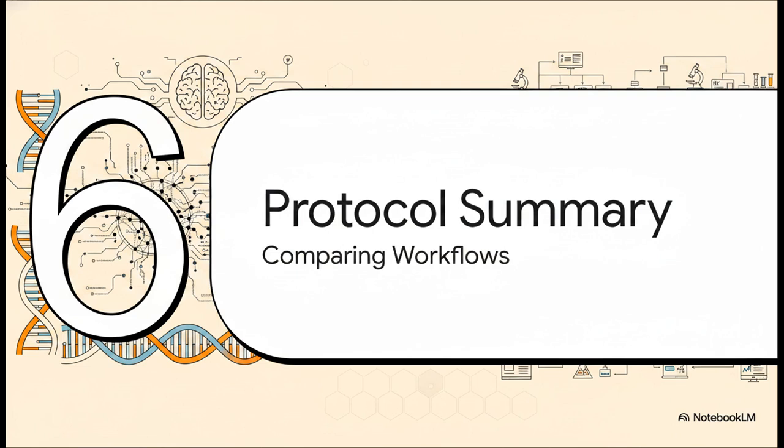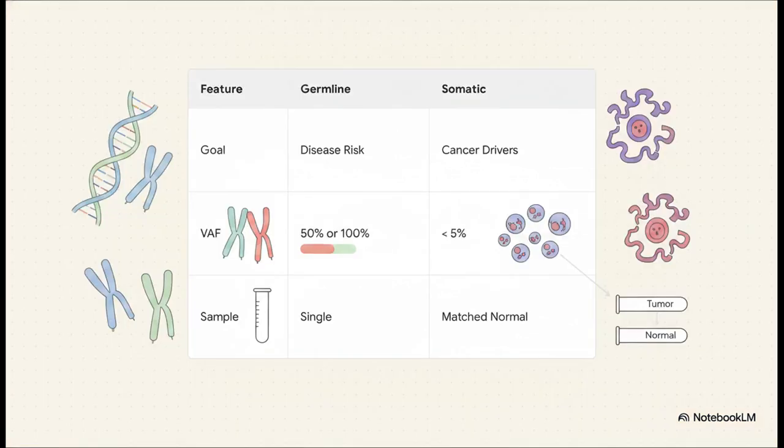Let's bring it all together for a protocol comparison. This perfectly captures those diverging paths we've been talking about. Germline calling aims to identify inherited disease risk, while somatic calling seeks to detect the active drivers of cancer progression. Germline operates on a high, mathematically expected VAF of 50% or 100%, whereas somatic workflows require ultra-high sensitivity to find those elusive variants below 5%. And for the control sample, germline needs just a single sample, but somatic heavily prefers matched normal tissue to confidently filter out that inherited background.